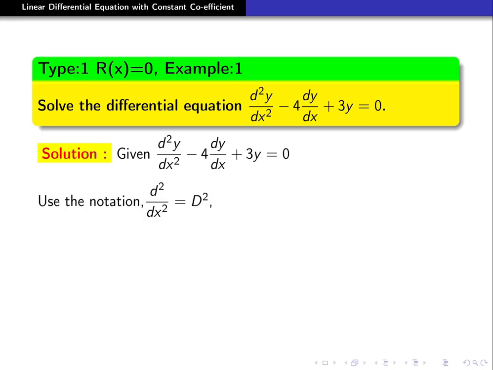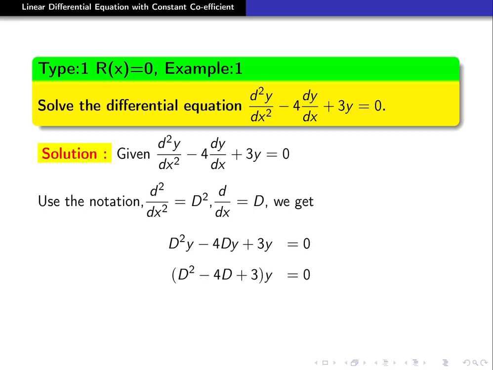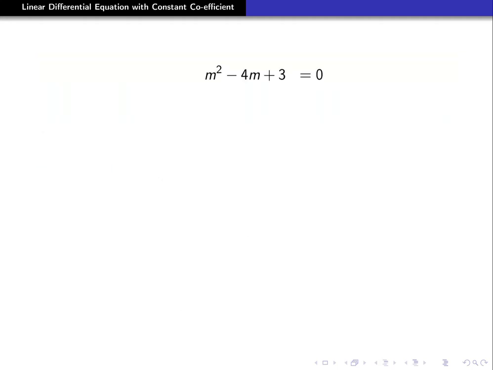Use the notation: d²/dx² we write as capital D², and d/dx we write as capital D. So we replace the notations and get D²y - 4Dy + 3y. Commonly bring the y outside, we will get (D² - 4D + 3) y. Now replace D equal to m. Wherever capital D is there, we replace it with m. We will get the auxiliary equation. Once we replace D equal to m, we get m² - 4m + 3 = 0.